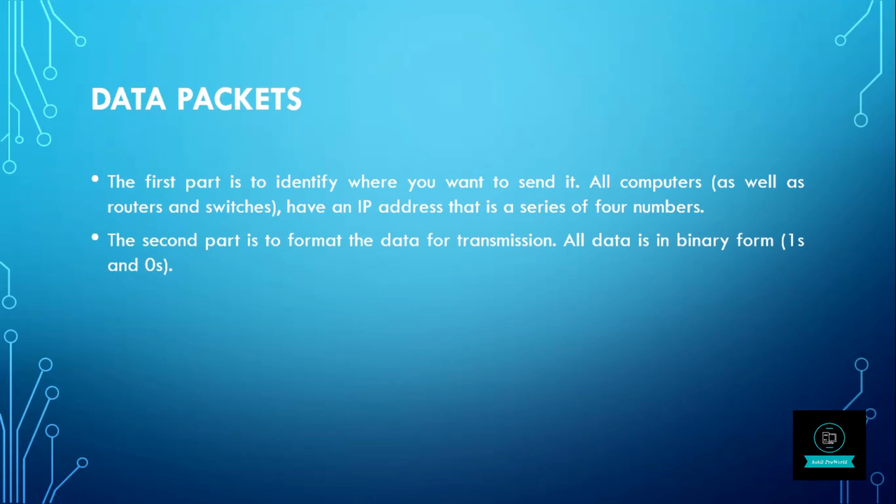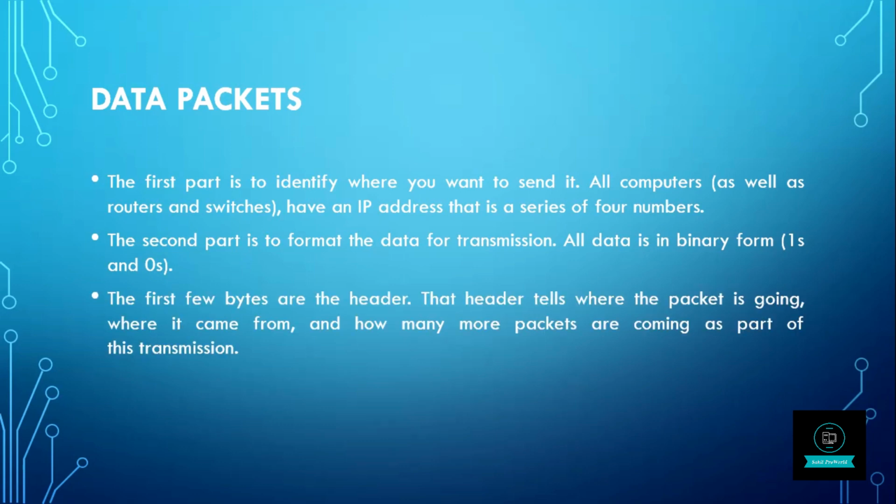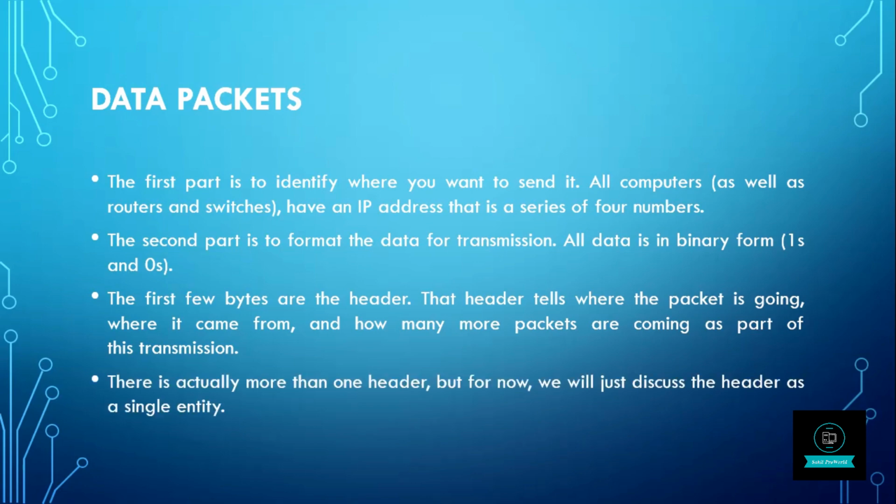The second part is to format the data for transmission. All data is in binary form, ones and 0. The first few bytes are the header. That header tells where the packet is going, where it came from and how many more packets are coming as part of this transmission. There is actually more than one header, but for now we will just discuss the header as a single entity.